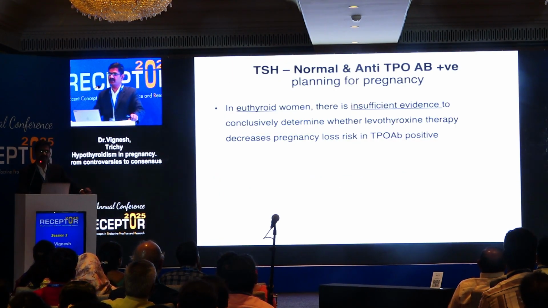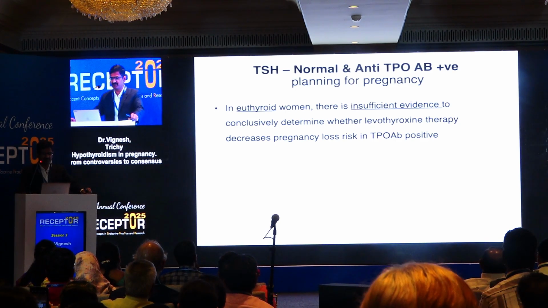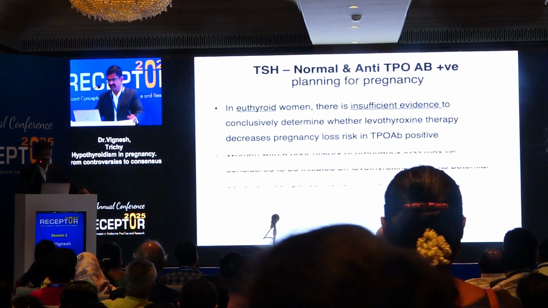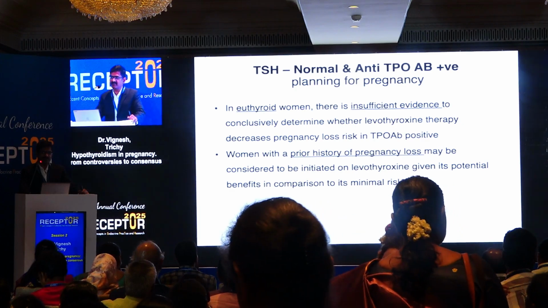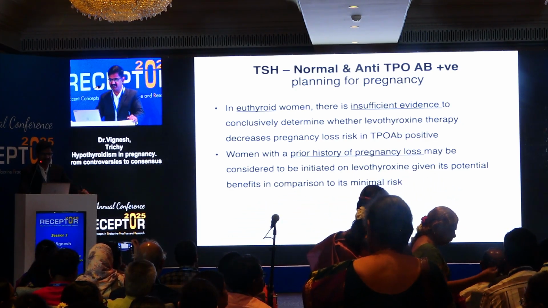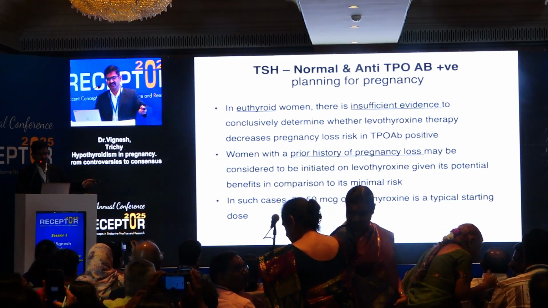Anybody who has normal thyroid function, who comes with multiple reports showing all normal thyroid but is antibody positive, what to do about it? There is insufficient evidence to treat these women. If they have repeated pregnancy loss or give a history of bad obstetric history, then you may consider starting a lower dose of thyroxine, not a higher dose. This is very low quality evidence.